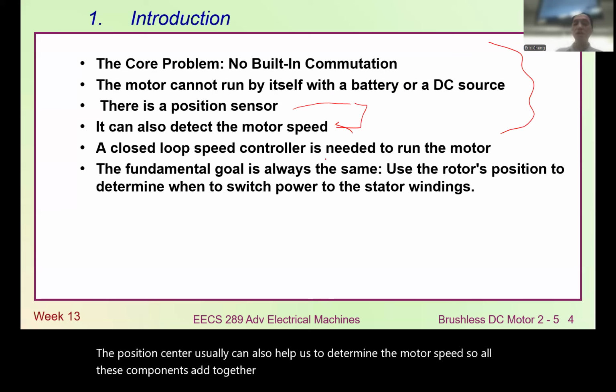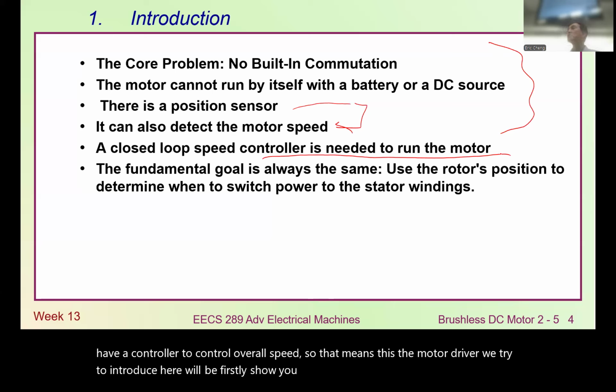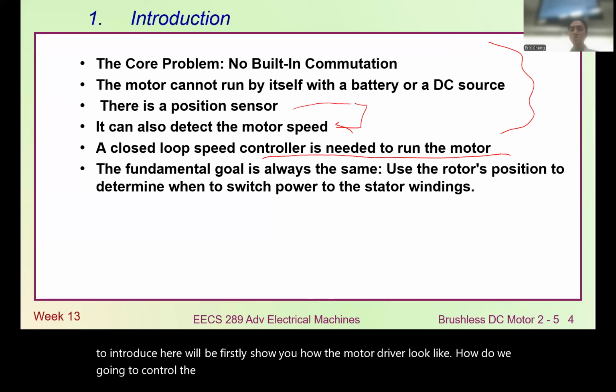Of course, we do have a controller to control the overall speed. So the motor driver we try to introduce here, we will firstly show you what the motor driver looks like. How are we going to control the motor current and the motor speed too?